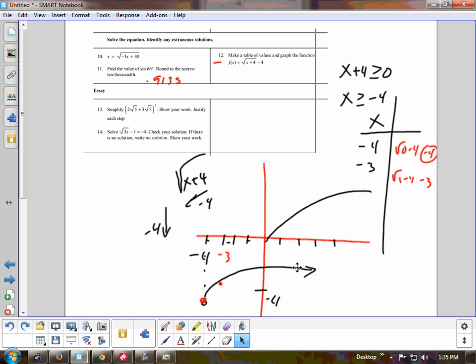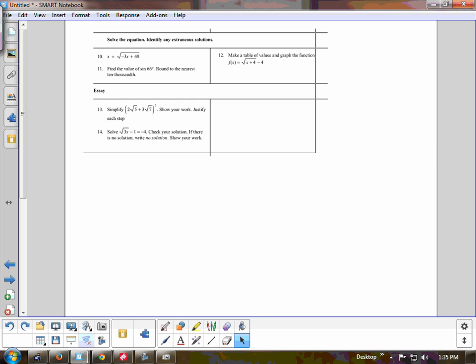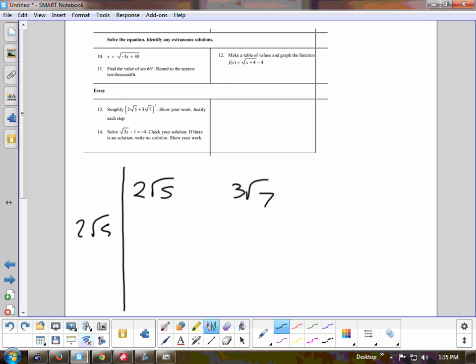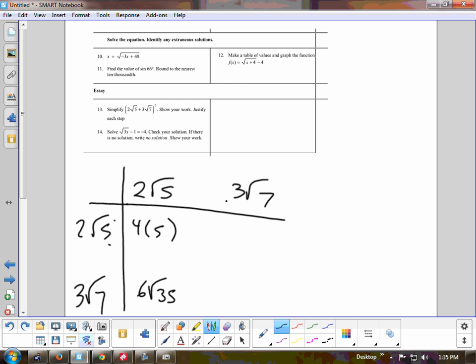13 is a foiling question. Use the box. So we're going to do 2 radical 5 and 3 radical 7 and multiply those two together. When I multiply these two together, I get 4 times 5. Multiply these together, I get 6 times radical 35. When I multiply these two together, I get 6 times radical 35. And when I multiply the last two together, I get 3 times 7, which is 21.